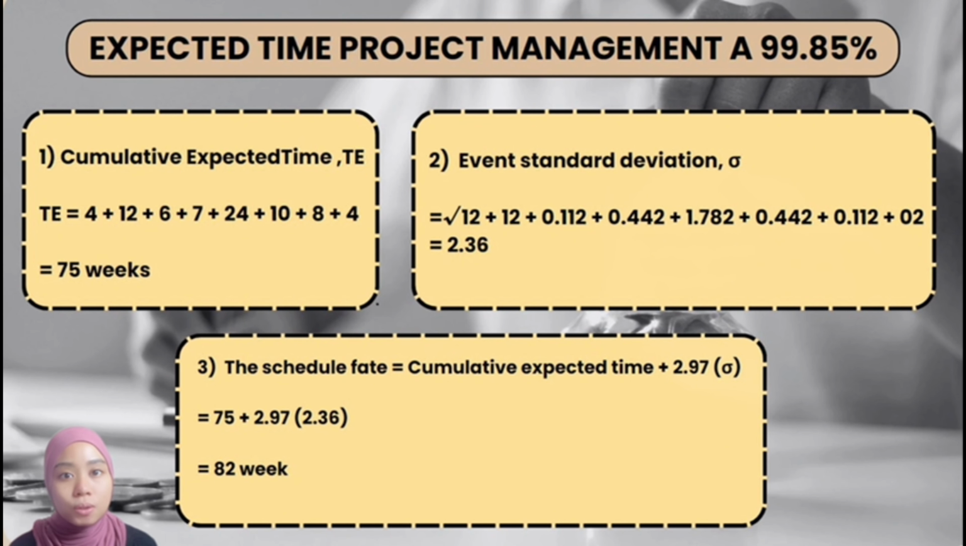Next, we need to calculate the standard deviation from the activity we get at the critical part. After doing the calculation, we get 2.36. The last part is we need to do the schedule based on the formula. So we get the duration of the transmission project is 82 weeks.